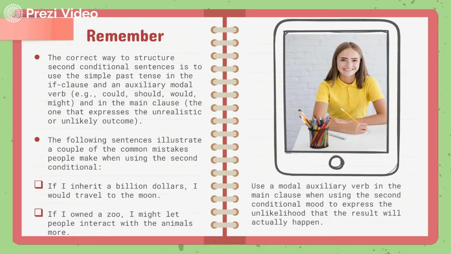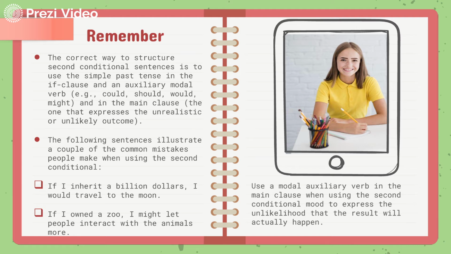Remember, the correct way to structure second conditional sentences is to use the simple past tense in the if clause and an auxiliary modal verb, for example could, should, would, might, in the main clause, the one that expresses the unrealistic or unlikely outcome.